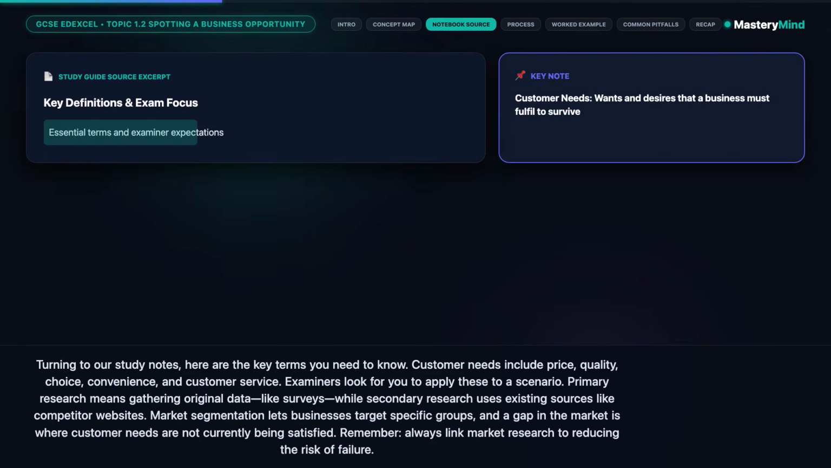Turning to our study notes, here are the key terms you need to know. Customer needs include price, quality, choice, convenience, and customer service. Examiners look for you to apply these to a scenario. Primary research means gathering original data, like surveys, while secondary research uses existing sources like competitor websites. Market segmentation lets businesses target specific groups, and a gap in the market is where customer needs are not currently being satisfied. Remember, always link market research to reducing the risk of failure.